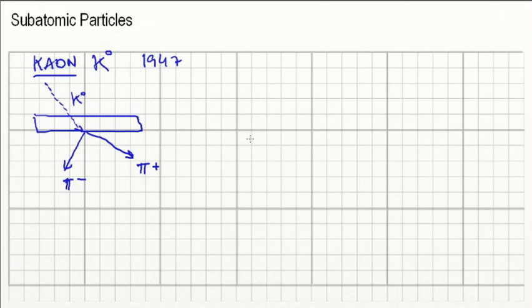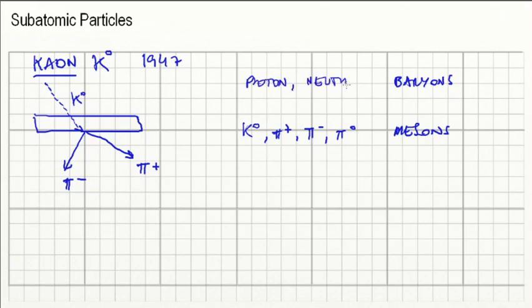Later, we will see that both kaons and pions are in fact a kind of particle that we call mesons. And we do have some other kind of particle called baryons. And baryons are the ones that we know the most, in fact, protons, neutrons. All of those are made up of quarks. So both baryons and mesons are built of quarks. The only difference being that baryons carry three quarks, and mesons carry two quarks. But that will be discussed in more detail further.